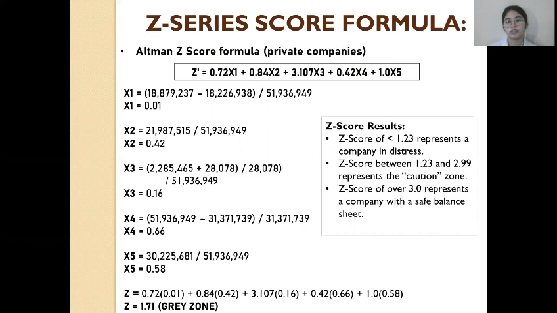After calculating the financial ratios, we substitute them in the formula. We have Z is equal to 0.72 times X1, which is 0.01, plus 0.84 times 0.42 plus 3.107 times 0.16 plus 0.42 times 0.66 plus 1.0 times 0.58, we get an answer of 1.71, meaning that the company is in the gray zone and it has moderate chance of filing for bankruptcy.